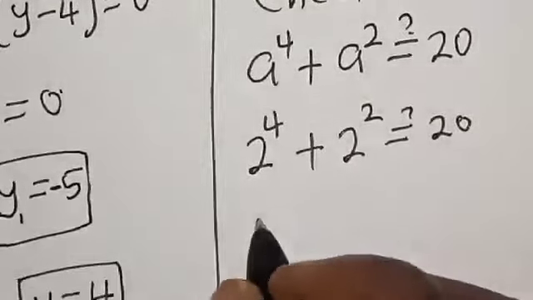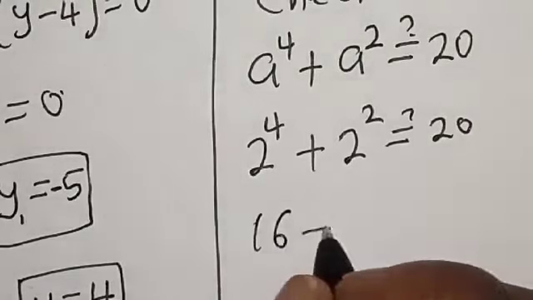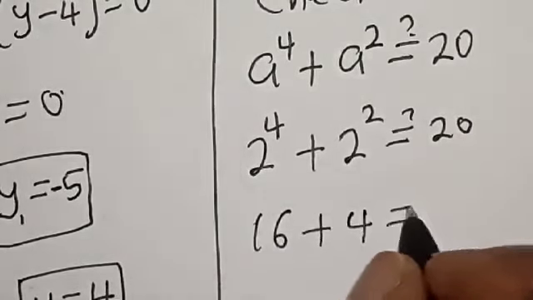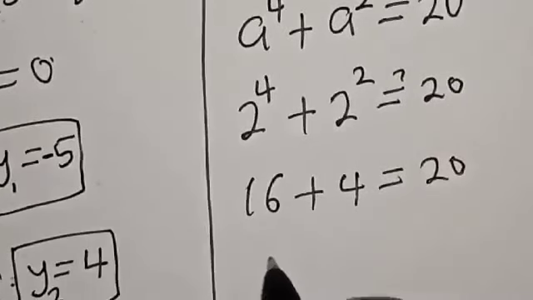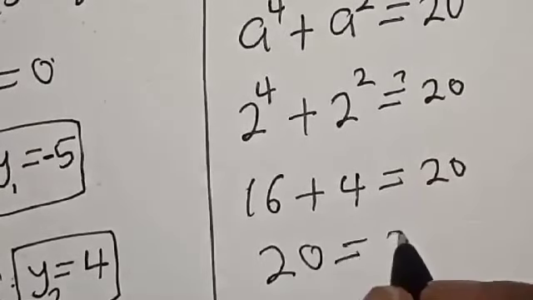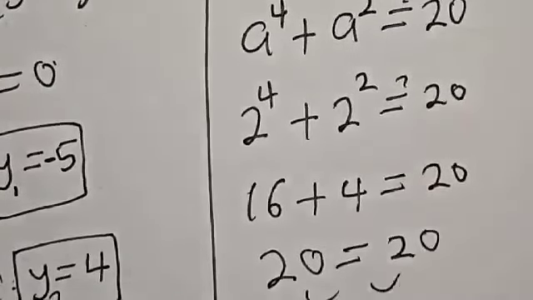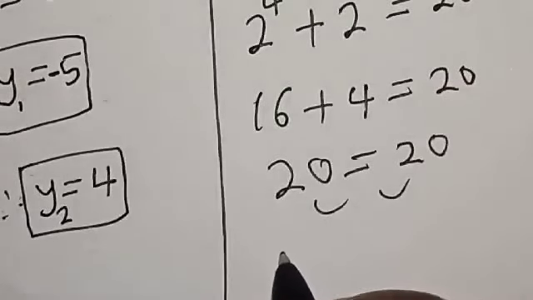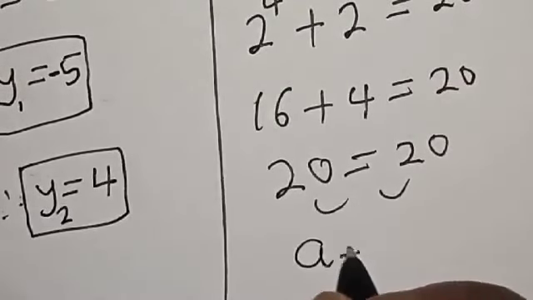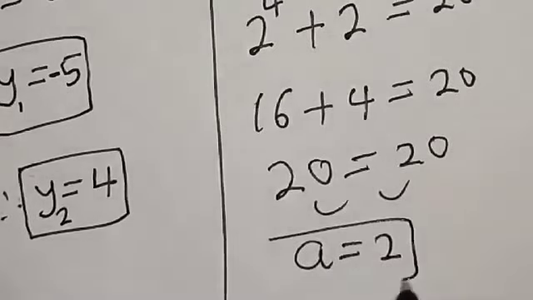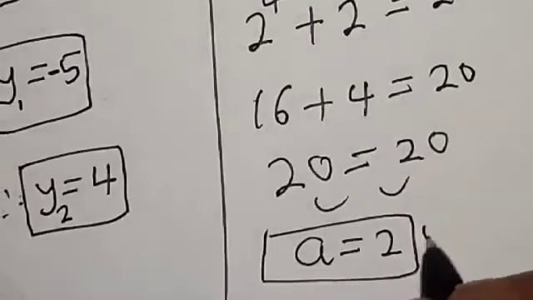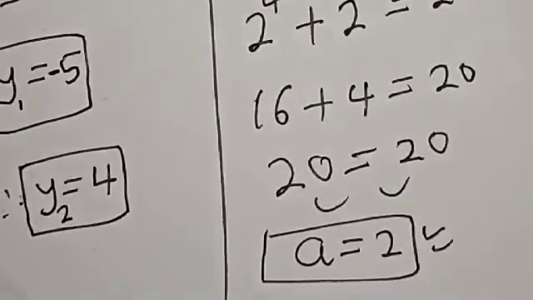2 raised to power 4 is 16. Plus 2 square is 4. Is equal to 20. Meaning that the left hand side is equal to the right hand side, which satisfies the given equation at a equal to 2.